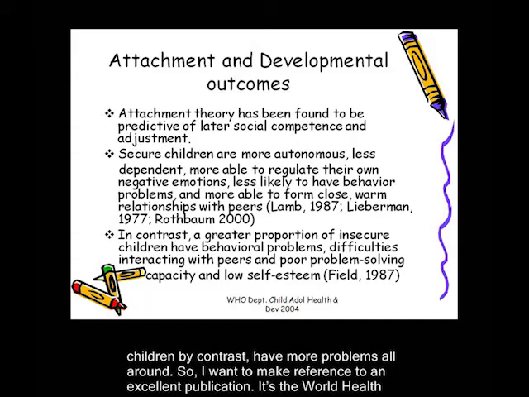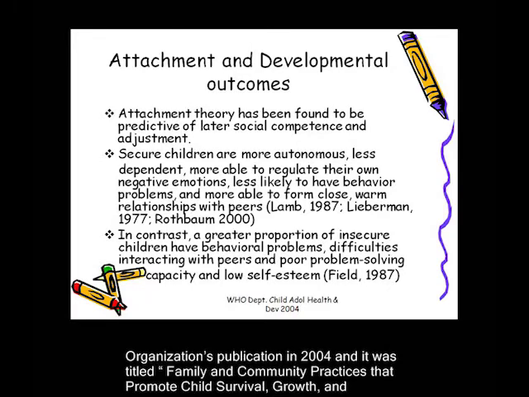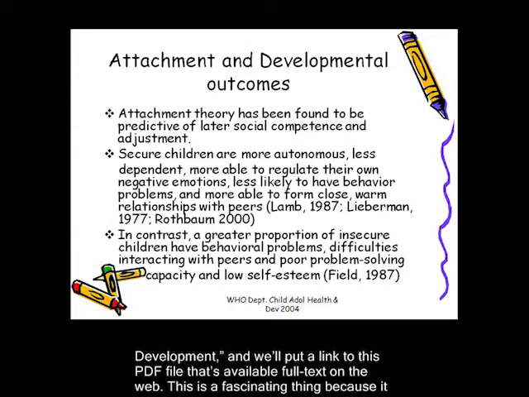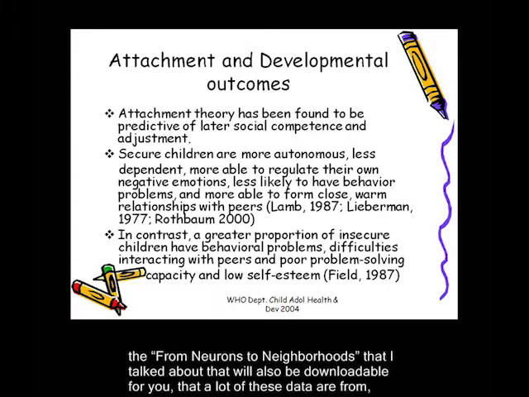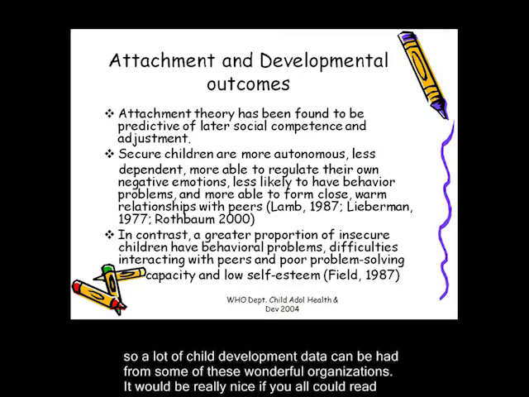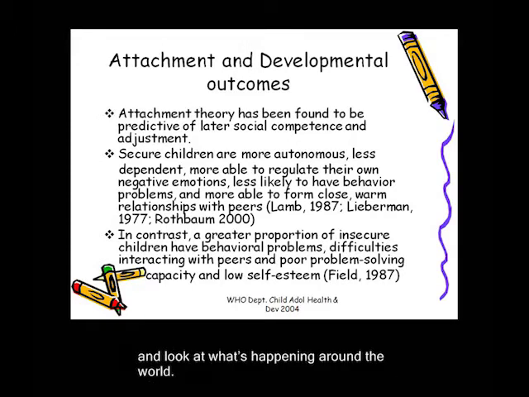And so I want to make reference to an excellent publication. It's the World Health Organization's publication in 2004, titled Family and Community Practices That Promote Child Survival, Growth, and Development. And we'll put a link to this PDF file that's available full text on the web. This is a fascinating thing, because it really talks about the efforts the WHO has made in obtaining evidence-based practices, and it pretty much is another publication just like From Neurons to Neighborhoods that I talked about, which will also be downloadable for you, that a lot of this data is from. So a lot of child development data can be had from some of these wonderful organizations. It'd be really nice if you all could read and look at what's happening around the world.